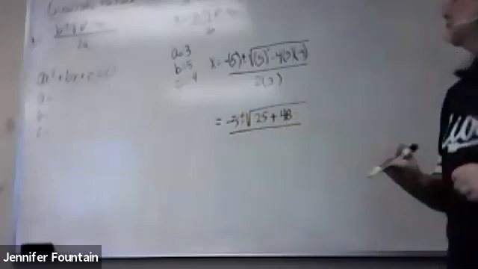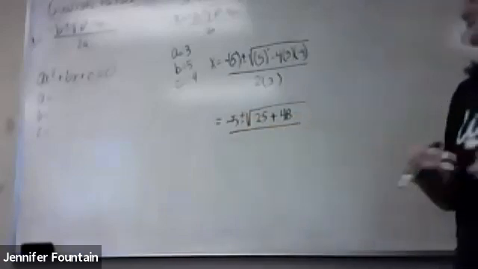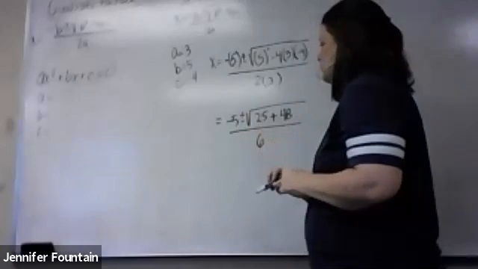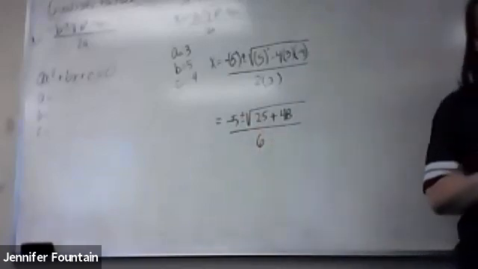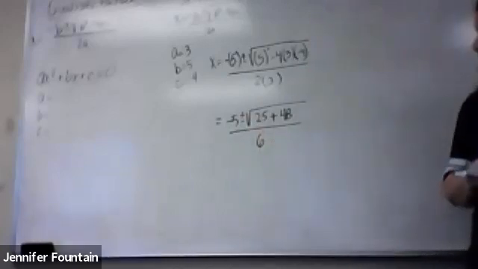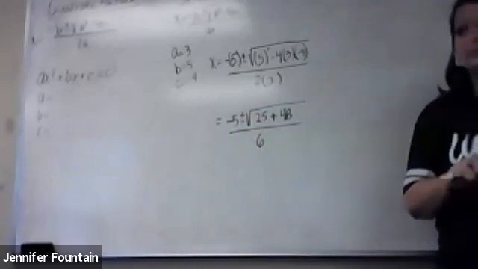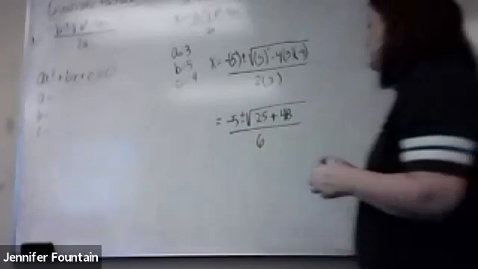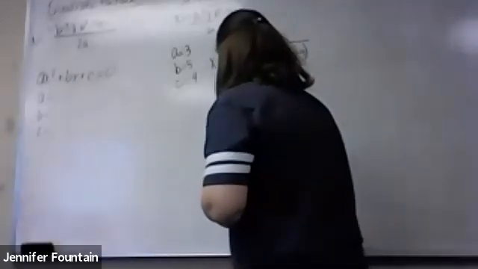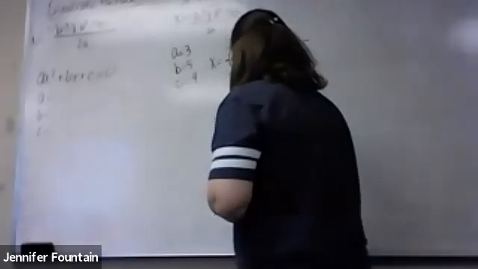All over, what's in my denominator? 6. Now what am I going to take care of? What am I going to simplify next? The radical. Underneath the radical, I have 25 plus 48. What is 25 plus 48? 73. So negative 5 plus or minus.